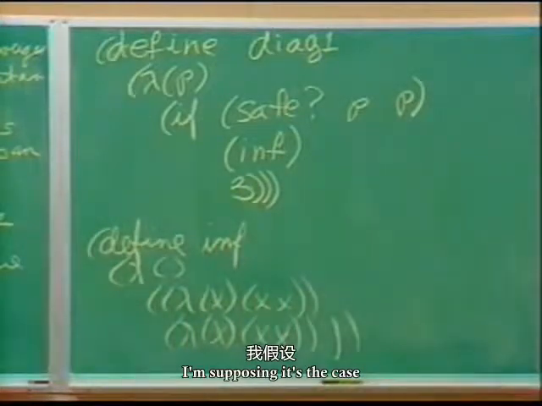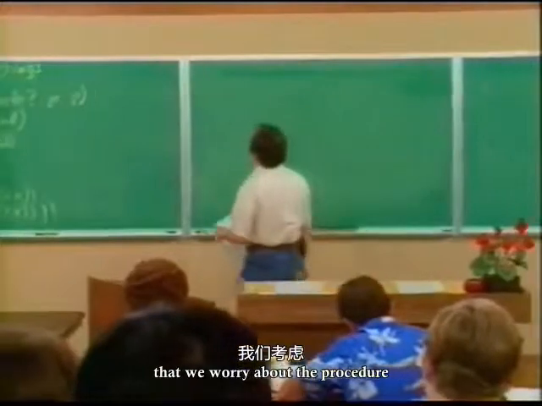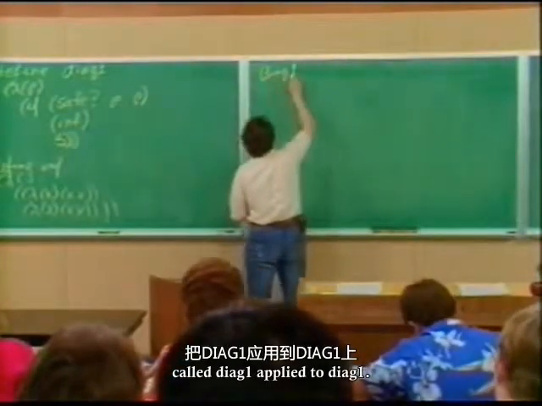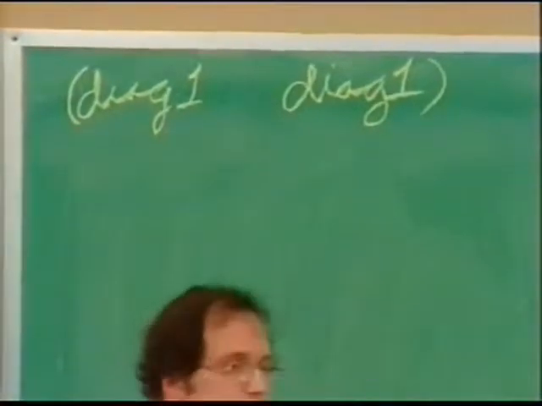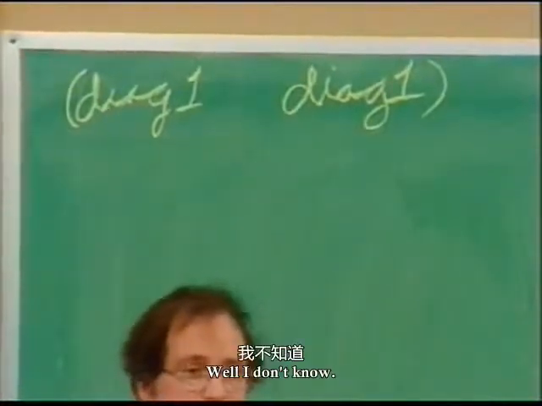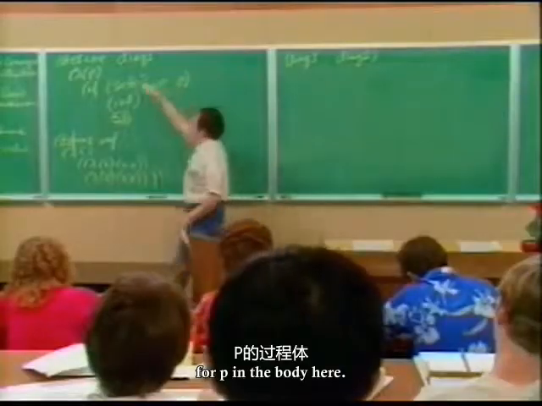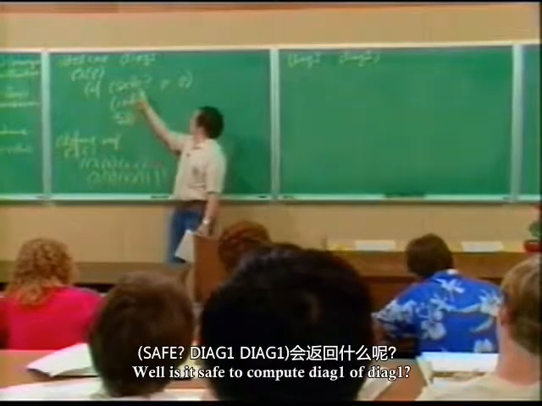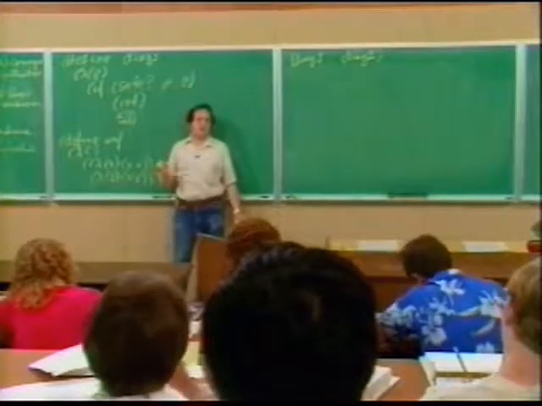I'm supposing it's the case that we worry about the procedure called diag1 applied to diag1. Well, what could it possibly be? Well, I don't know. We're going to substitute diag1 for P in the body here. Well, is it safe to compute diag1 of diag1? I don't know. There are two possibilities.